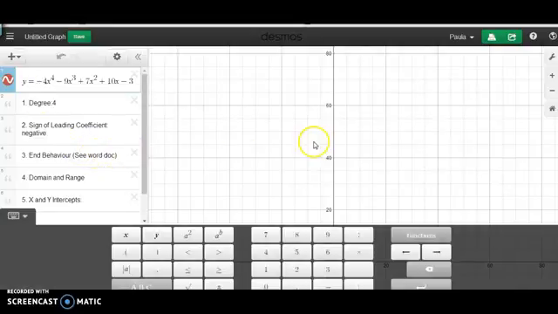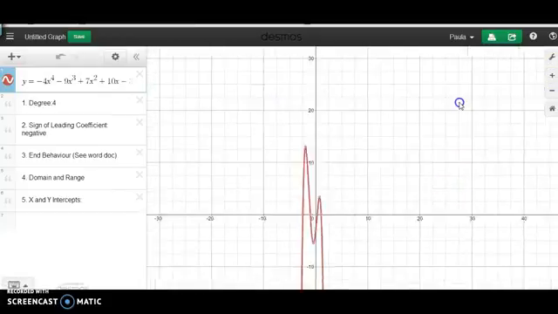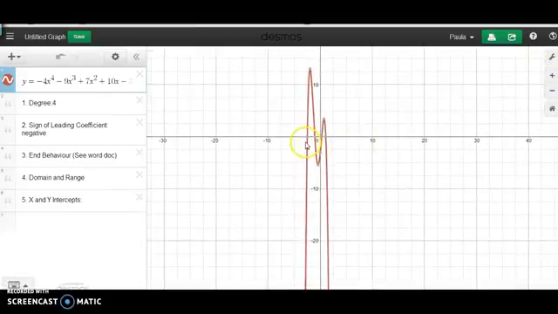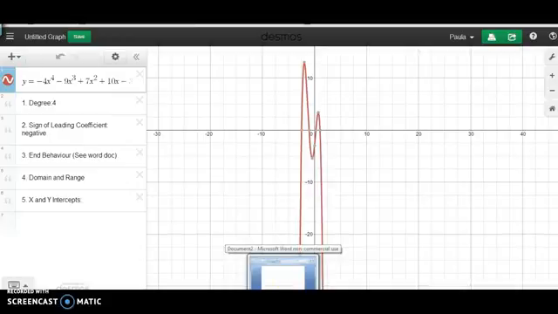The end behavior. Well, let's look at this graph one more time. And you're just going to ask yourself, as x approaches negative infinity, so if x is getting really, really negative, the graph goes to negative infinity. So that's the end behavior, and I'm going to go to a Word document to type that out.